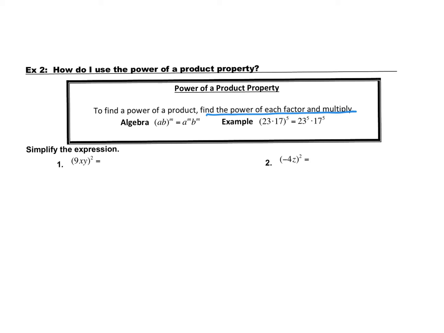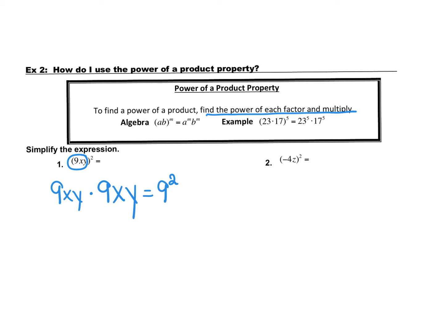All right, so let's simplify the expression where I have number 1, 9xy to the second power. So what that looks like is I've got 2 of these because I have it to the second power. So what I have here is a 9xy times a 9xy, all right? Now I could choose to just multiply 9 times 9, that would be just fine, or I could have 9 to the second power, so I'm going to write it that way the first time.